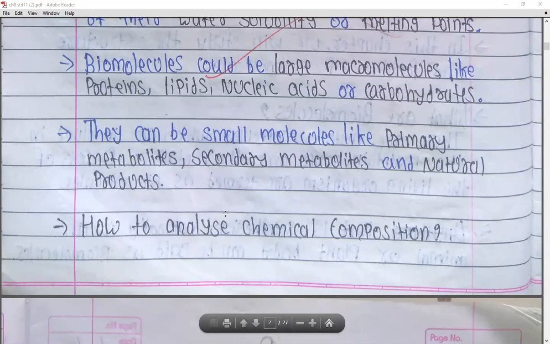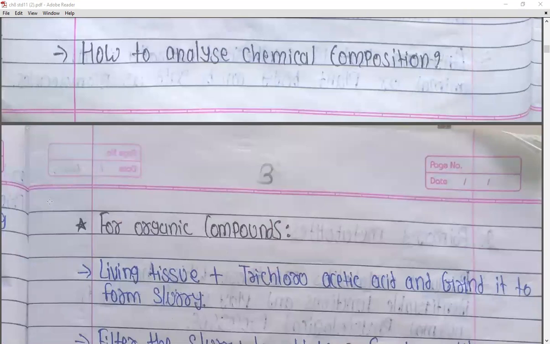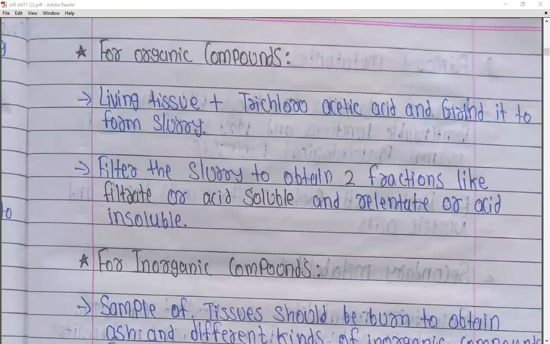Now, how to analyze the chemical composition? That means how you are going to analyze that this particular thing is made up of chemicals, right? First we are going to see the organic compounds, and after that the inorganic compounds. So for the organic compounds, you take the living tissue plus trichloroacetic acid.